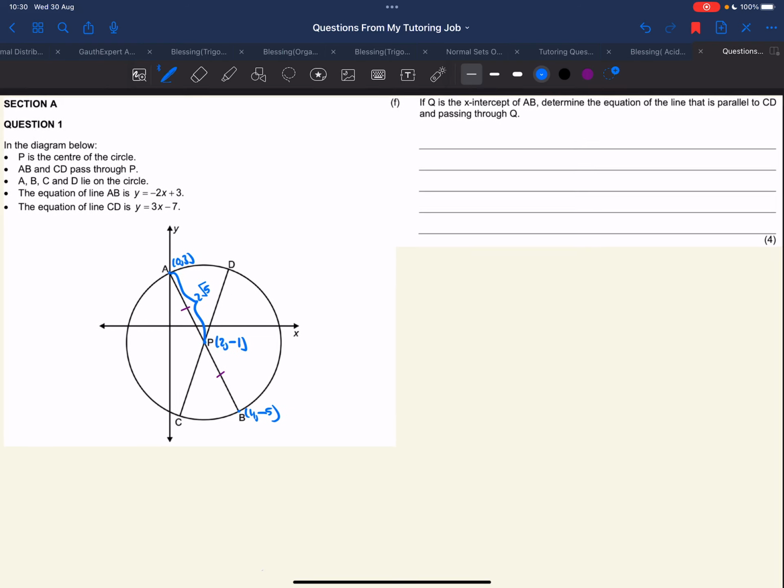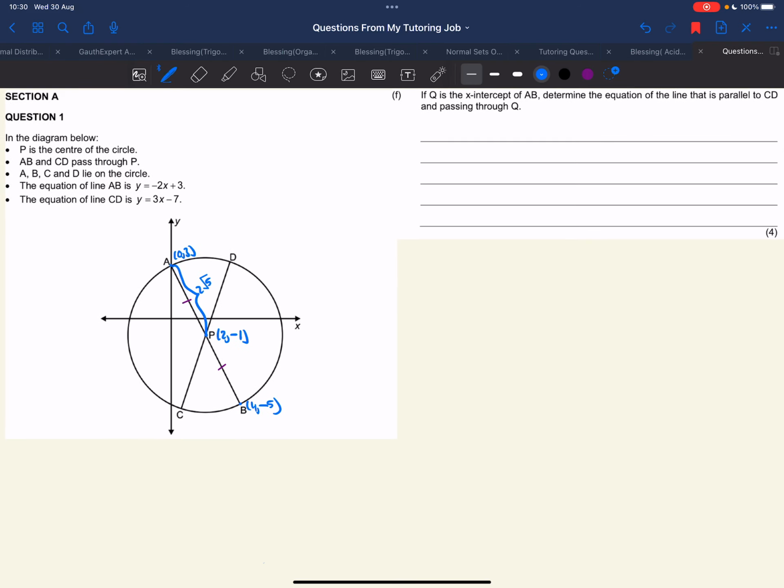Okay, right. Now in question F, they say that if Q is the x-intercept of AB, so we're going to put Q there first, and that is going to be Q. Then they say to determine the equation of the line that is parallel to CD and passing through Q.